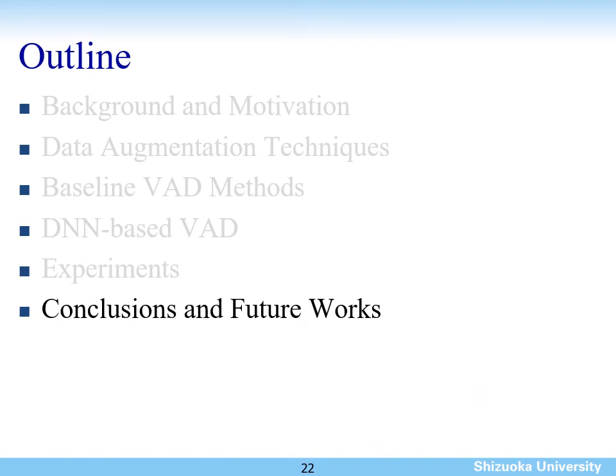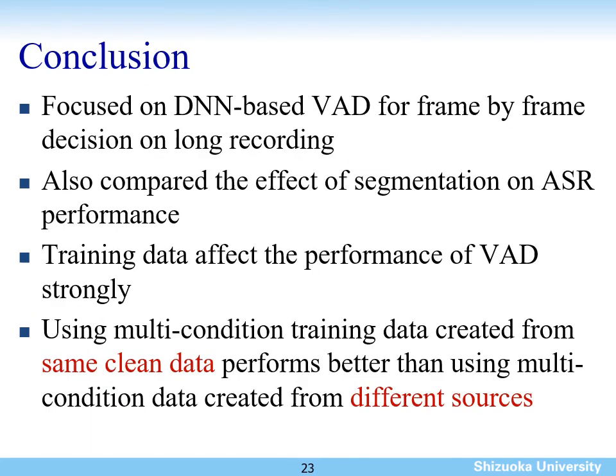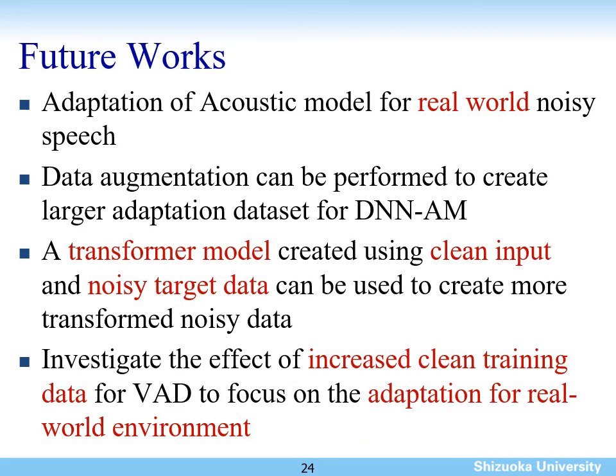Finally, it is time to conclude the research. In this research, we focused on DNN as a segmentation tool in different noisy environments. We also compared the effect of segmentation on ASR performance. The conclusion is that in both cases, what type of variation is used when preparing training data affects the performance strongly. Using multi-condition training data created from the same clean data performs better than using multi-condition data created from different clean sources. In the near future, we plan to perform adaptation of the acoustic model to increase performance on real-world noisy speech.